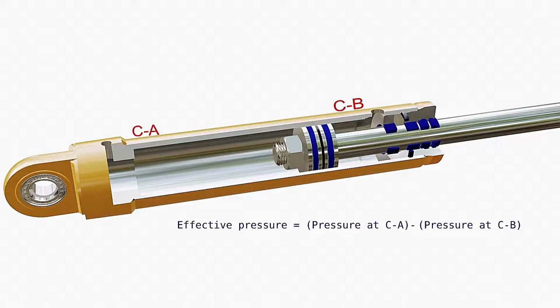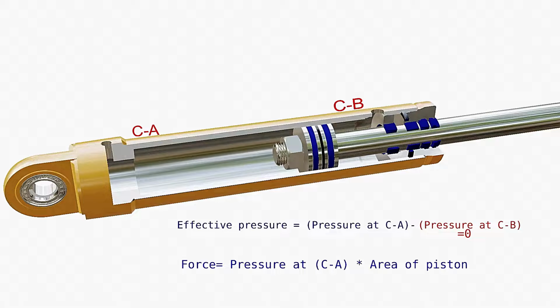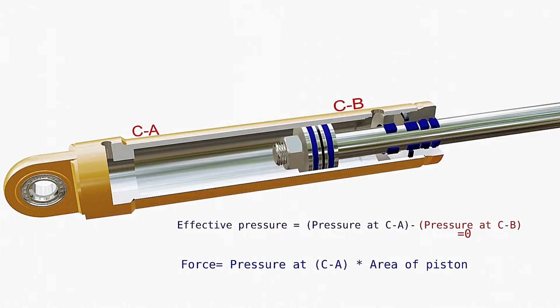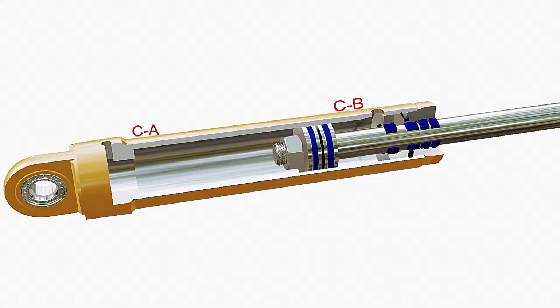The effective pressure that pushes the piston is the difference of pressure on the high-pressure chamber CA and that on the low-pressure chamber CB. But the pressure in chamber CB is almost zero compared to that in chamber CA. Then, the force applied on the piston is the pressure in chamber CA multiplied by the area of the piston. This is the force by which the piston and rod is pushed outwards.